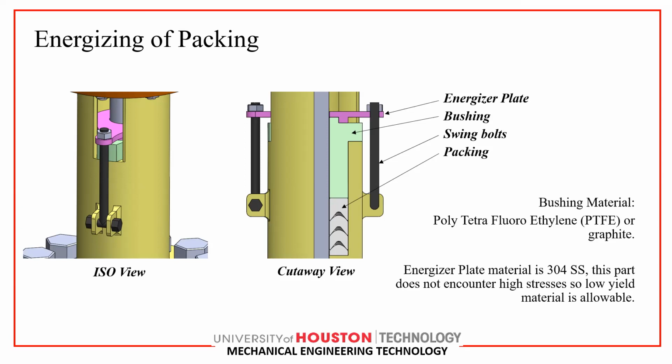The bushing material is polytetrafluoroethylene or graphite. The energizer plate material is 304 stainless steel. This part does not encounter high stress, so a low yield material is allowable. This is the ISO, International Standards Organization view, and this is a cutaway view of the energizing of packing.